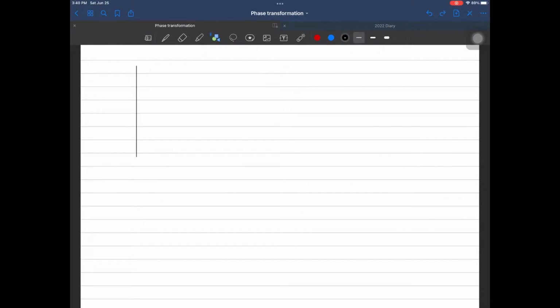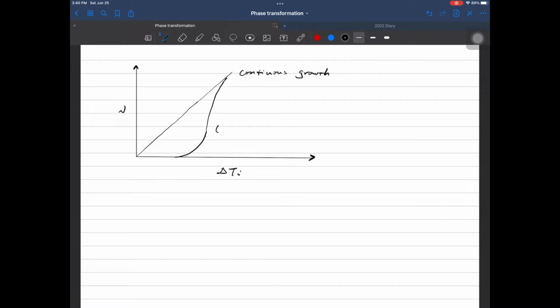Here is a graph that plots the growth rate as a function of undercooling for both the continuous growth and lateral growth. Continuous growth is simply a straight line and it requires nearly no undercooling. And here is the curve for the lateral growth, and you can see that requires a larger undercooling. In both cases, larger the undercooling, higher the growth rate.